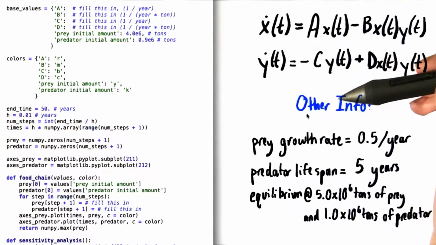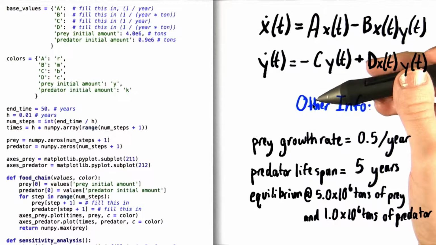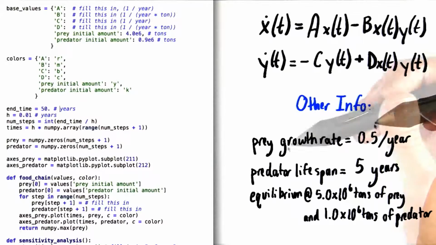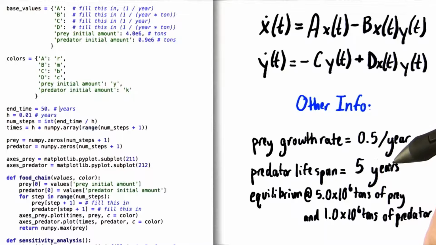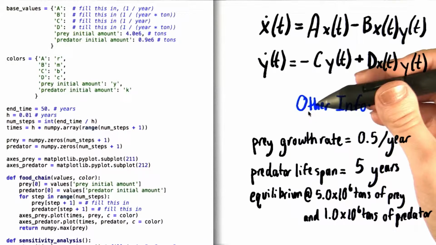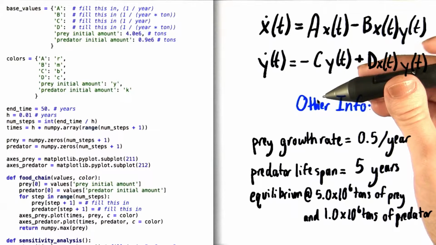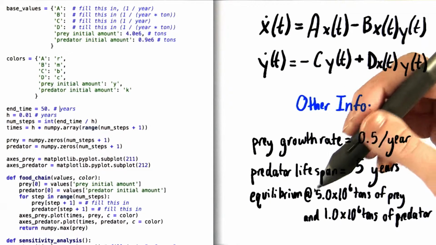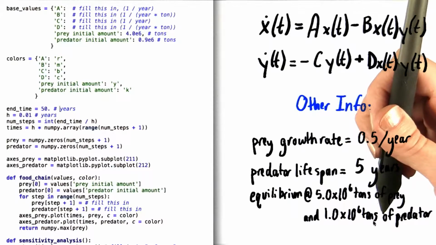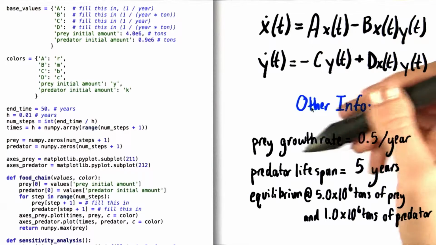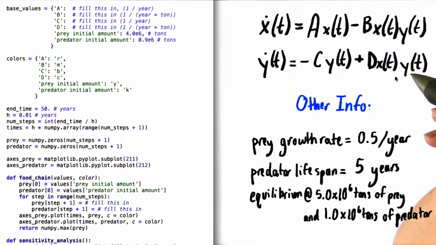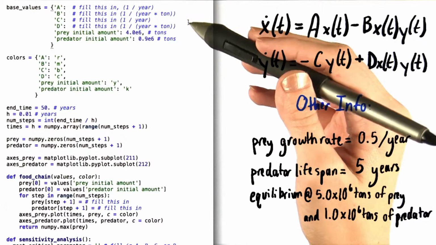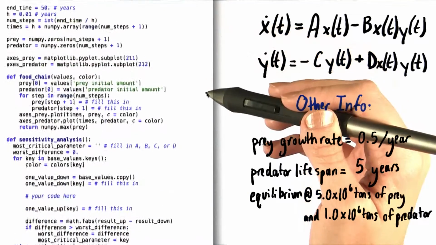Here, however, is some other important information that you'll need to know in order to do this problem. The rate of growth of the prey is 0.5 per year, and the lifespan of the predator is 5 years. In addition, we will reach an equilibrium situation, or a steady state situation, once the amount of prey reaches 5 times 10 to the 6 tons, and the amount of predator reaches 1 times 10 to the 6 tons. You're going to use this information, a little bit of logic, and these equations to calculate A, B, C, and D.